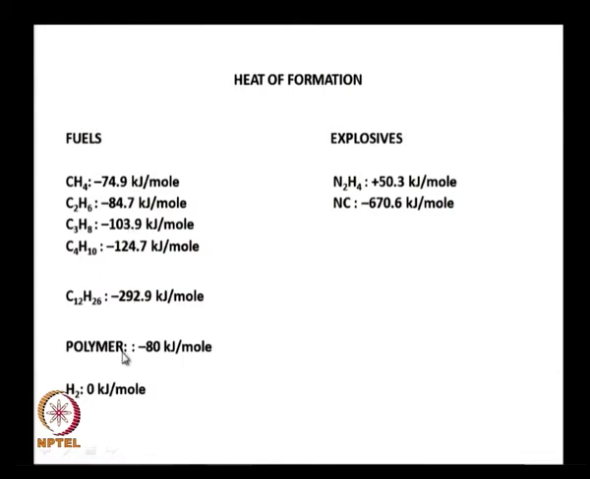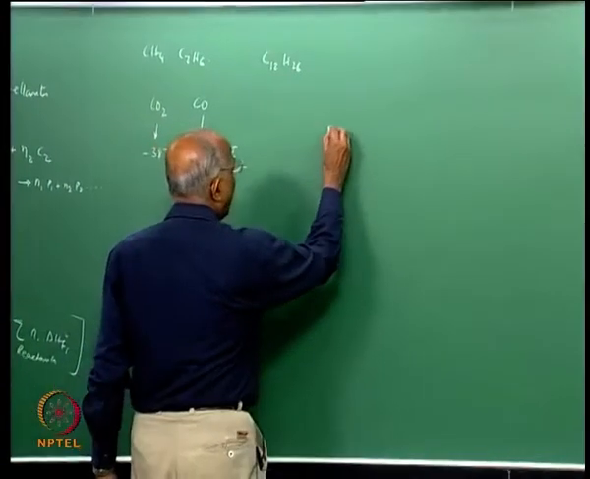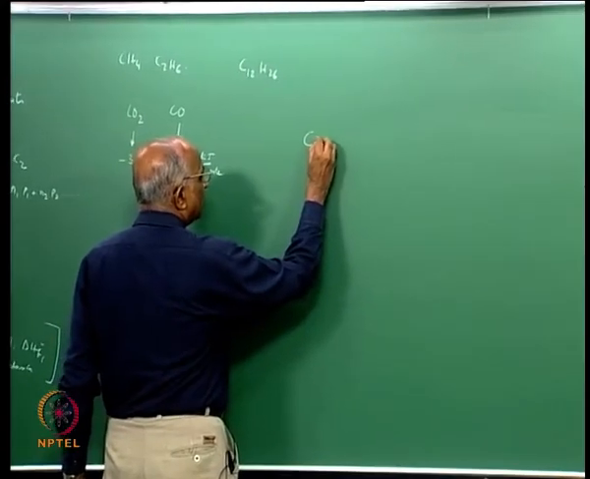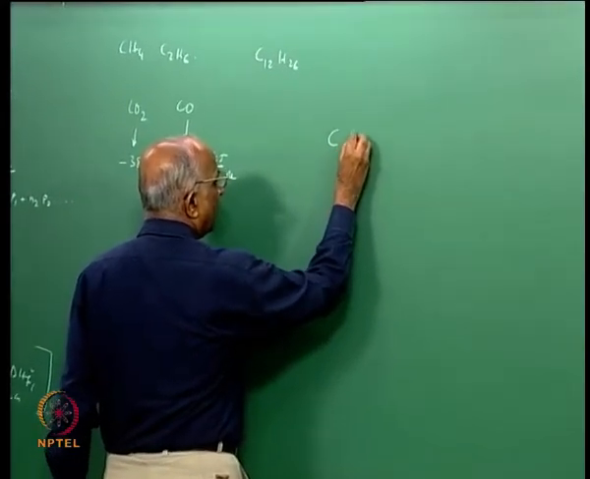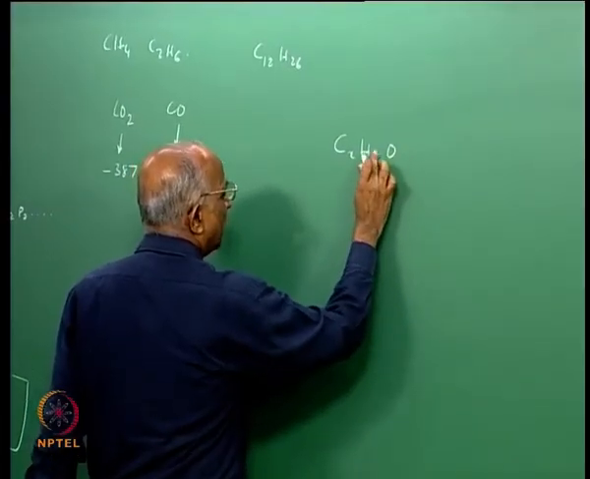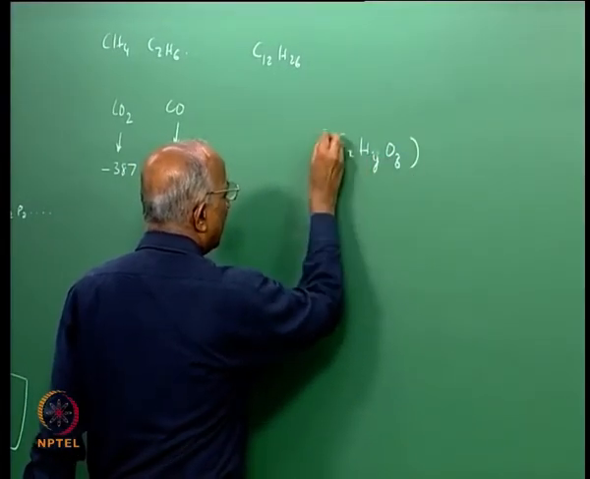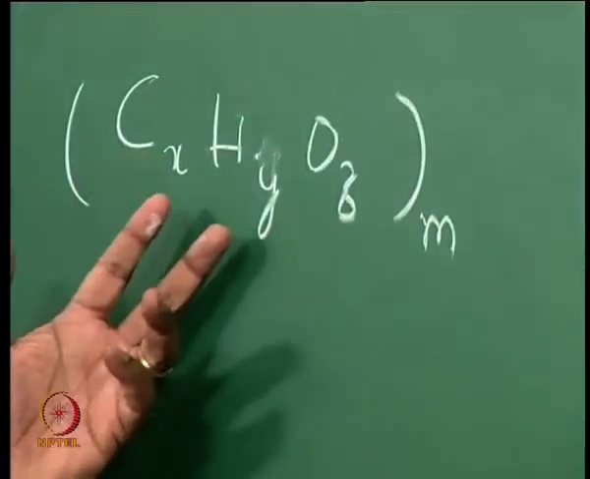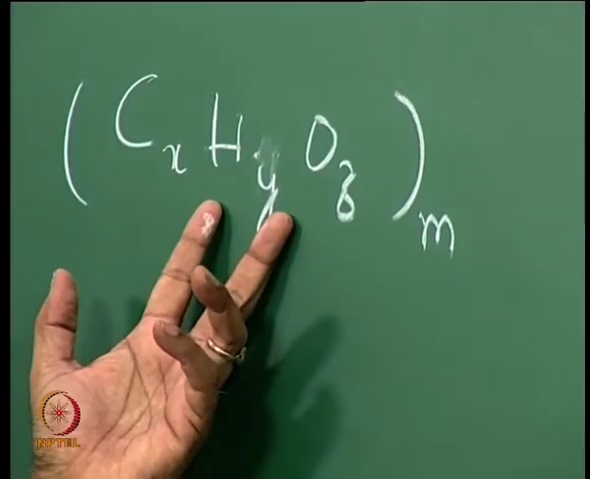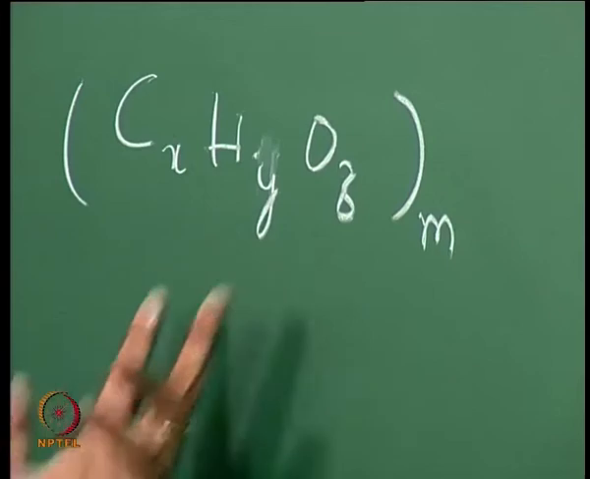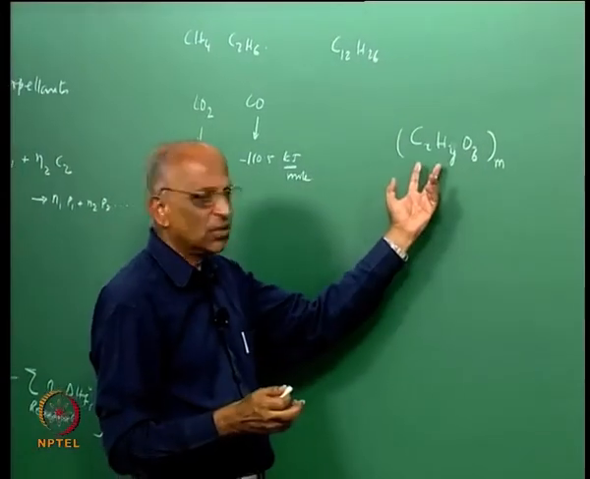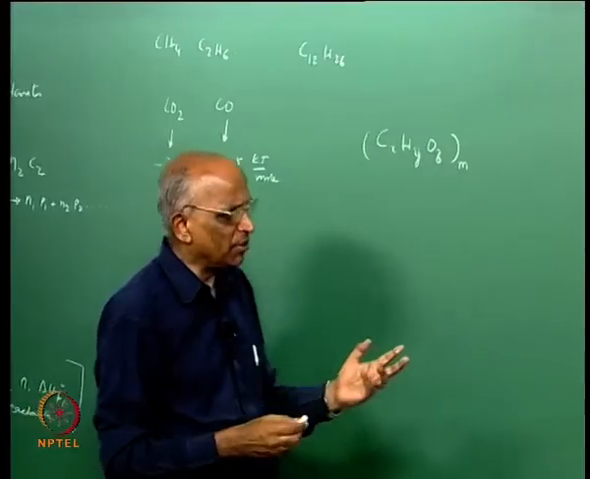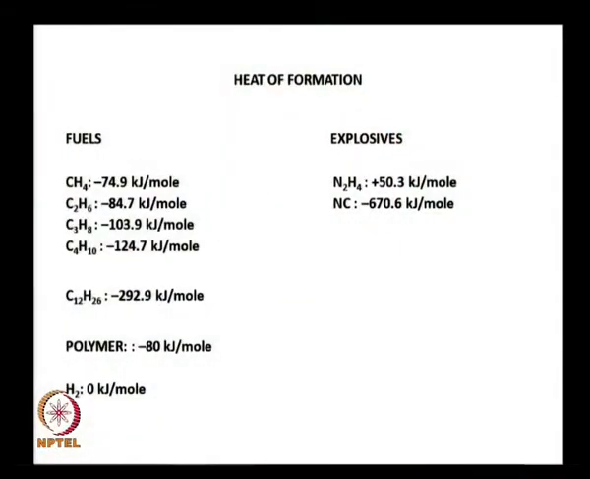If I have a polymer, what is a polymer? Polymer is a slightly different animal in the sense we are looking at something like a chain which consists of maybe CxHyOz, and it keeps on as chains maybe m times, it keeps on proliferating like this. We find that the heat of formation of some of these polymers, and we will look at polymers in some detail like polybutadiene and all that when we deal with solid propellants. These have a heat of formation as shown in this slide as something like minus 80 kilojoule per mole.